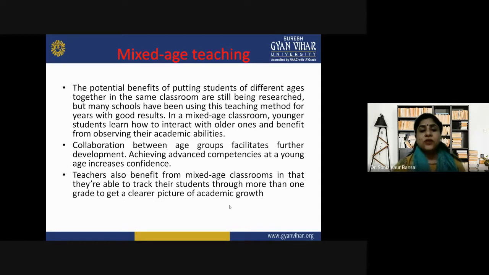So teachers also benefit from mixed age classroom in that they are able to track their students through more than one grade to get a clearer picture of academic growth. So this is something that mixed age teaching is a new trend, students, and the teachers must actually think about it. Okay, so I hope you have understood this mixed age teaching concept also.